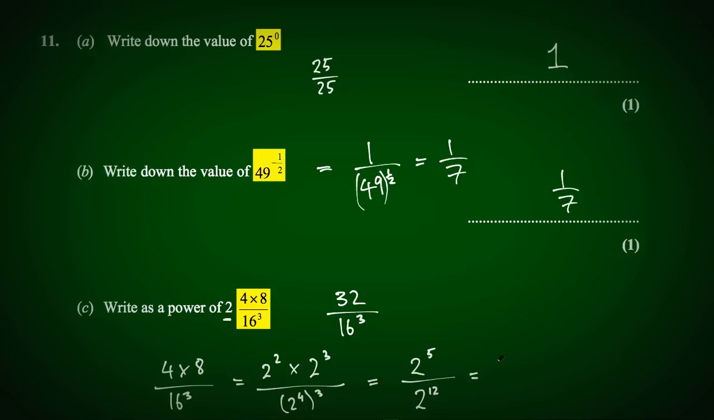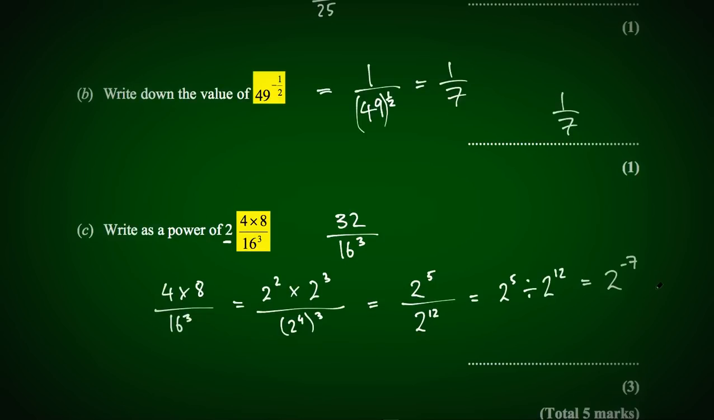which is the same as 2 to the power of 5. If I write that out as a division, then I'll be able to just do 5 minus 12, which is the same as 2 to the power of minus 7. So that's it as a power of 2, that fraction, 2 to the power of minus 7.